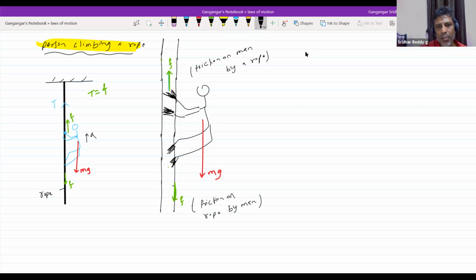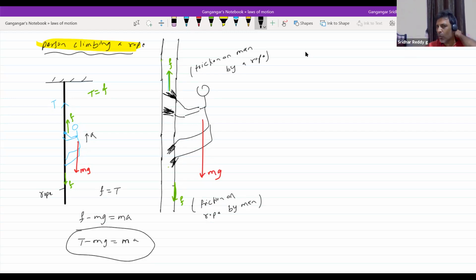Then what is the equation you're going to write? F minus mg equal to ma, where this F is nothing but T. So therefore, T minus mg equal to ma. In books, they directly wrote this T minus mg. And 99% of students write T minus mg equal to ma, tension greater than weight, then you'll move up. How the tension is set up is what you're supposed to think, no?